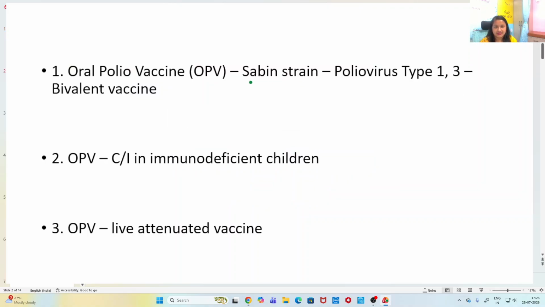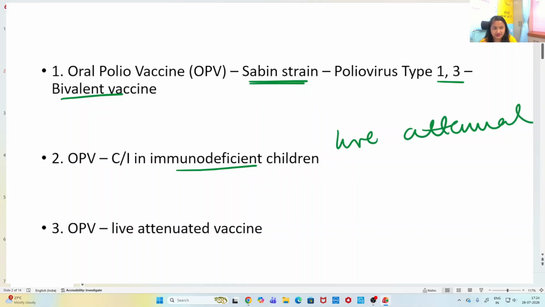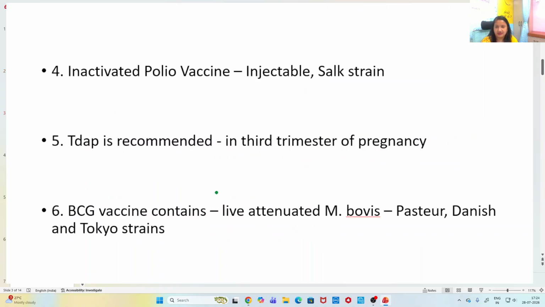Oral polio vaccine uses the Sabin strain, and type 1 and type 3 polio virus are included in the current bivalent vaccine. It's contraindicated in immunodeficient children because it is a live attenuated vaccine. Inactivated polio vaccine is the injectable polio vaccine, and the strain used is the Salk strain.